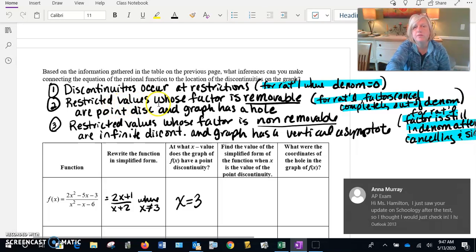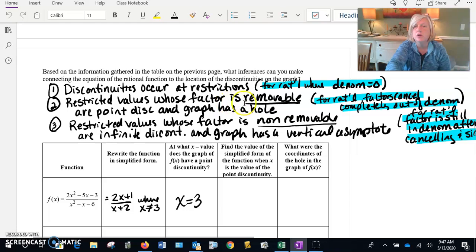All right, so restricted values whose factor is removable are point discontinuities, and there will be a hole in the graph. Make sure that for rational functions, that just means that you factored it, you canceled, and it canceled completely out of the denominator. So that's what we're looking for: removable. And then restricted values whose factor is non-removable are infinite discontinuities, and the graph would have a vertical asymptote.